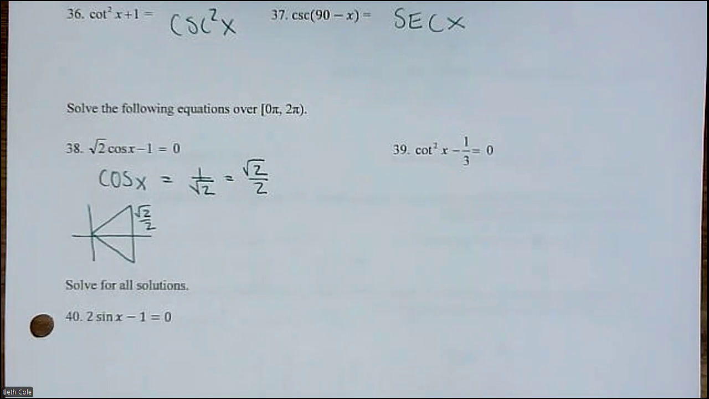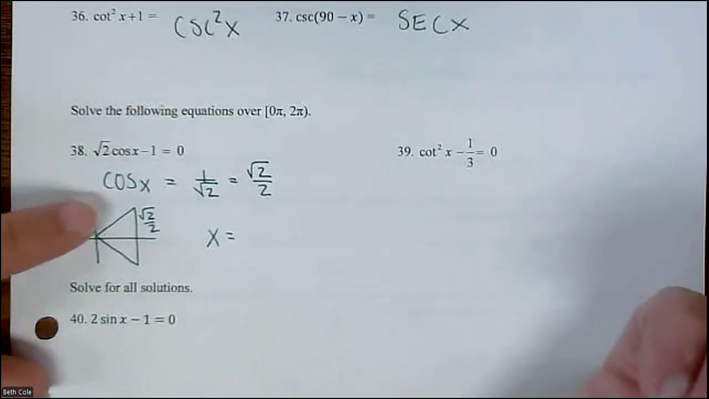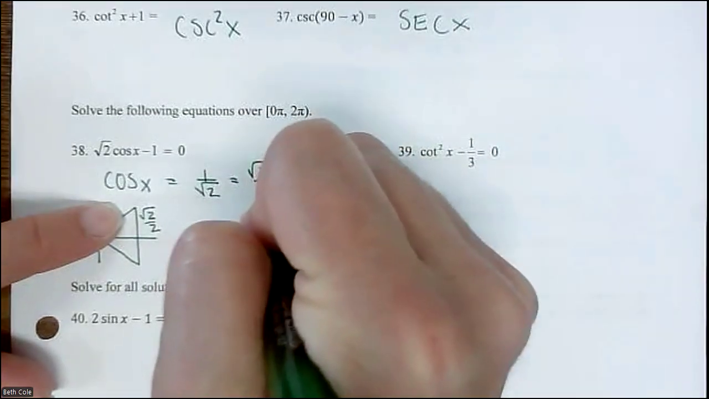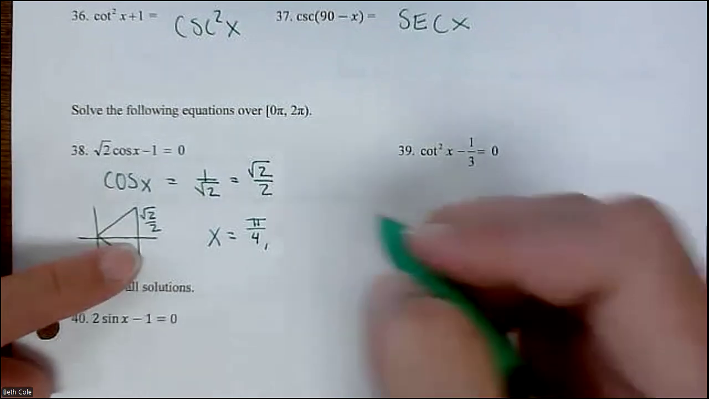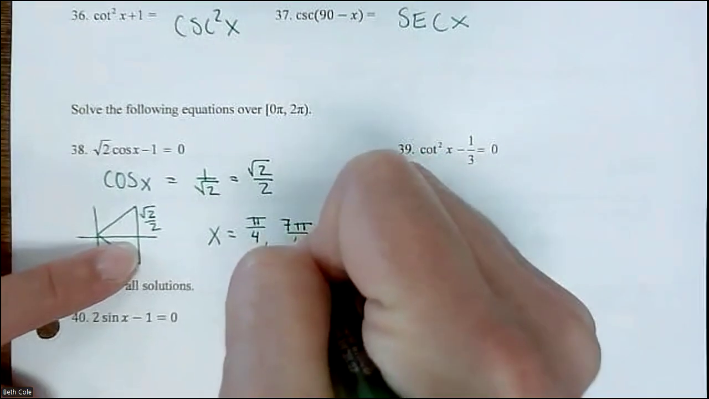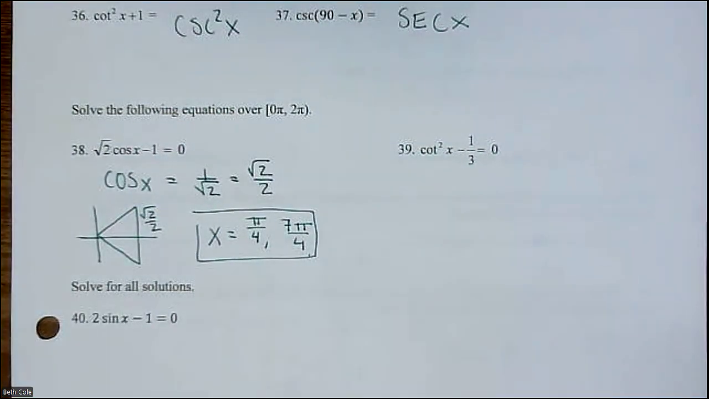And I didn't leave a lot of room on here, so let's just write our answers. It's going to be your pi over 4 triangle. So in the first quadrant, that's pi over 4. If you go all the way around to the fourth quadrant, 7 pi over 4. And again, I'm not going to be grading your work, so I'm not yelling at you to label everything anymore. We already did that. We're past that. This one's just multiple choice.